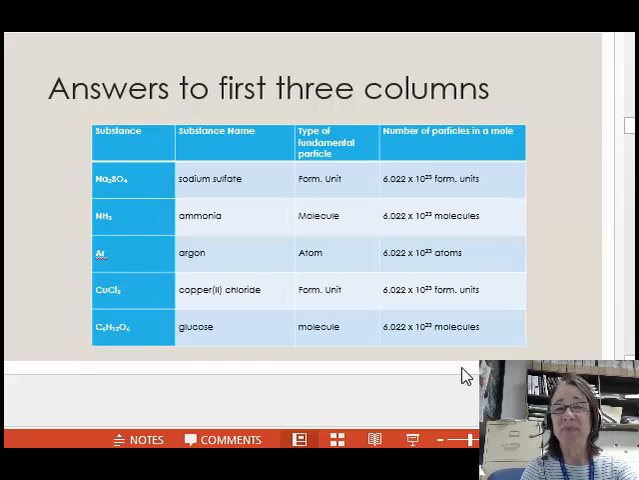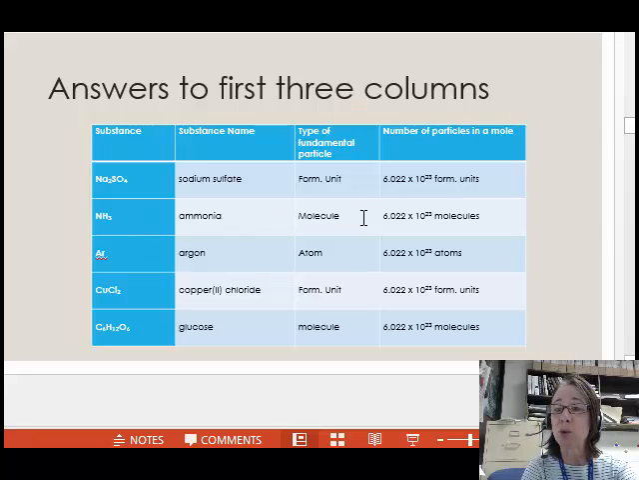Let's see how you did. Sodium sulfate is an ionic compound because it is comprised of ions, sodium and sulfate. As an ionic compound, its type of fundamental particle is a formula unit, and there are 6.022 times 10 to the 23rd formula units of sodium sulfate in a mole of sodium sulfate. The next chemical is ammonia.